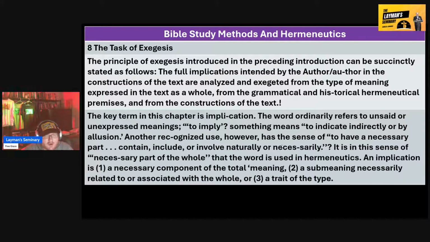The word ordinarily refers to unsaid or unexpressed meanings. To imply something means to indicate indirectly or by allusion. Another recognized use, however, has the sense of to have as a necessary part, contain, include, or involve naturally or necessarily. It is in this sense of a necessary part of the whole that the word is used in hermeneutics. An implication is 1, a necessary component of the total meaning, and 2, a sub-meaning necessarily related to or associated with the whole, or 3, a trait of the type.